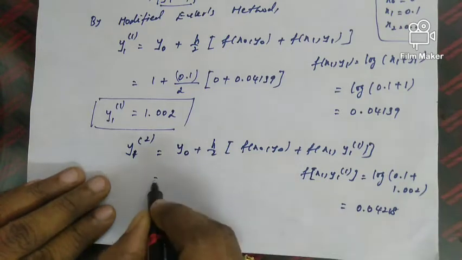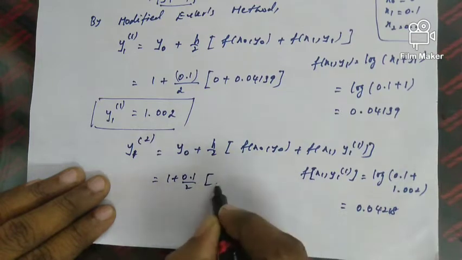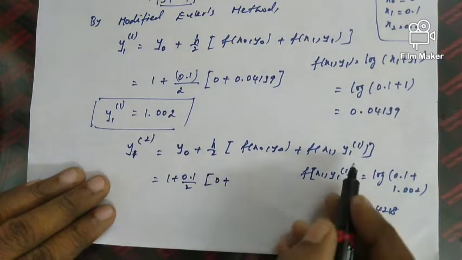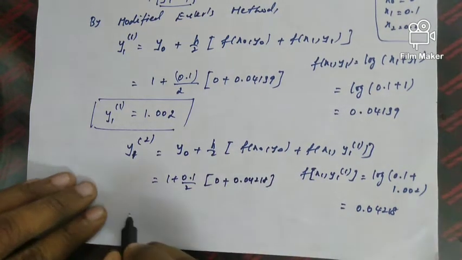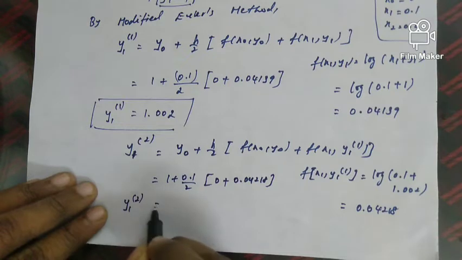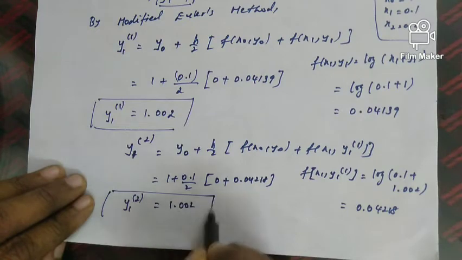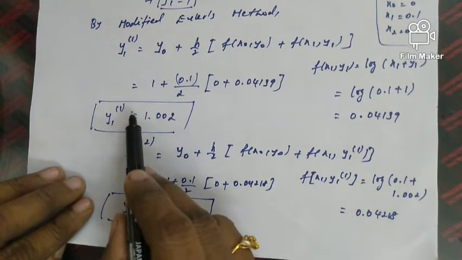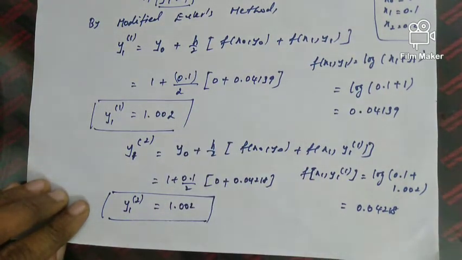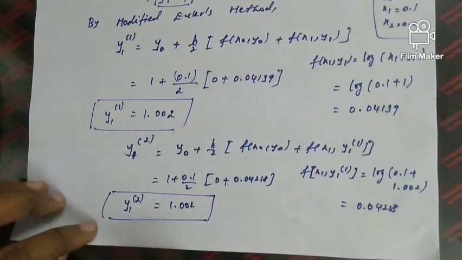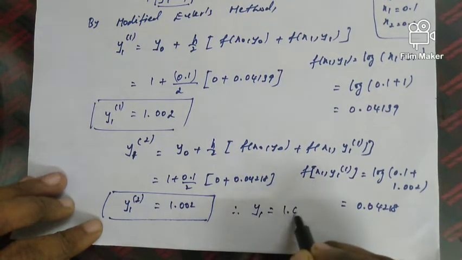So substituting all the values here: y naught value is 1 and h value is 0.1 by 2, f of x naught y naught is 0 and f of x1 y1 of 1 is 0.04218. Using calculator we can get the second iteration value of y1 as 1.002. Now look at this value: the first iteration value of y1 and the second iteration value of y1, both values are equal, so we can stop the iteration. So what is our final value of y1? That is the more accurate value of y1. Therefore our y1 equal to 1.002.